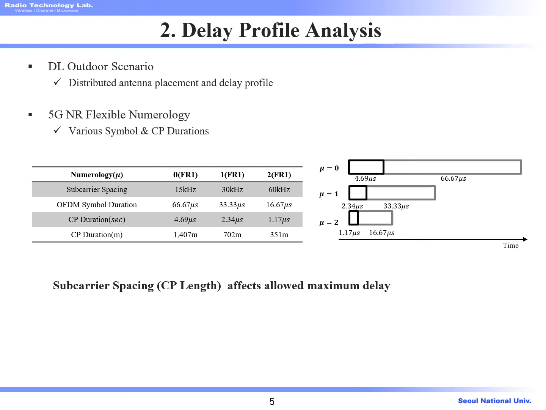Thus, the subcarrier spacing affects the allowed maximum delay for each of the distributed antennas.